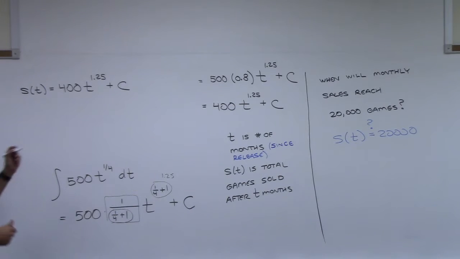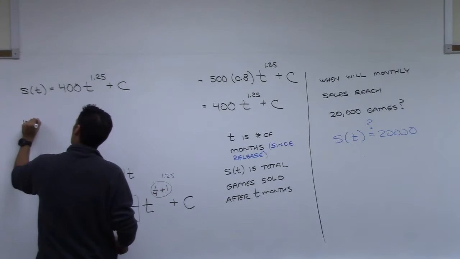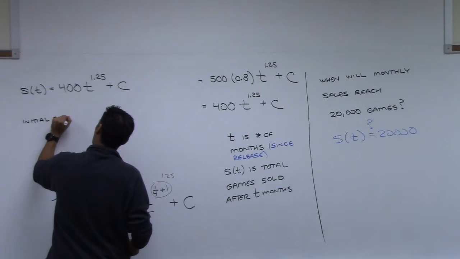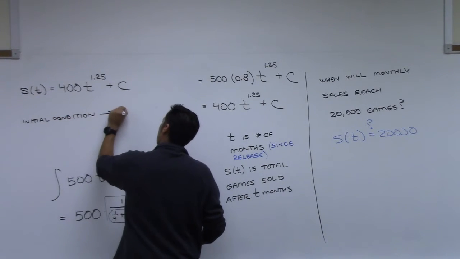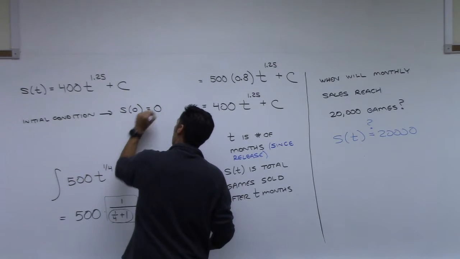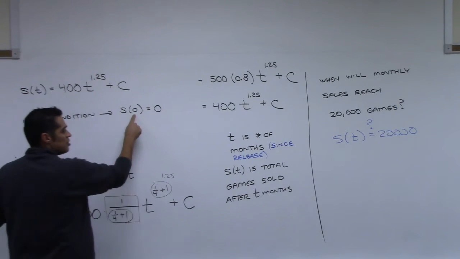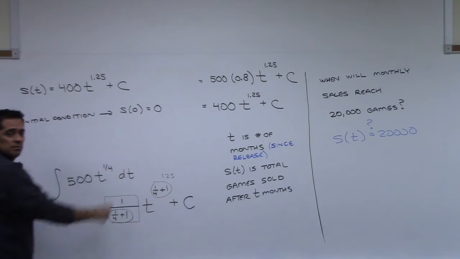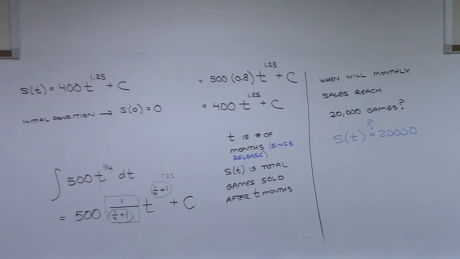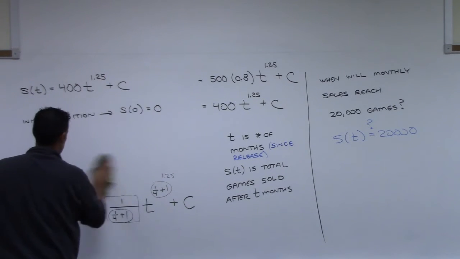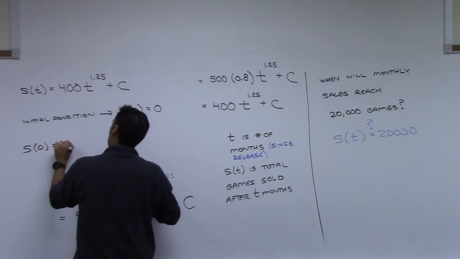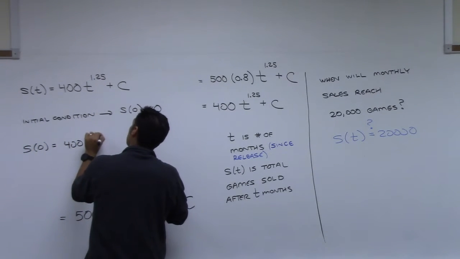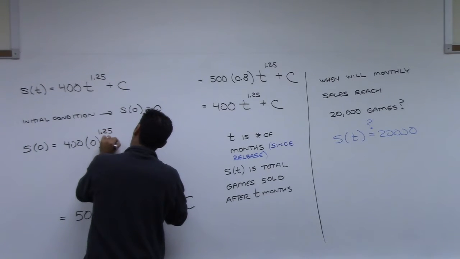So my initial condition, although not stated in the problem, is that s of 0 equals 0. At 0 months, I should have 0 sales. And now what you can do is you can plug 0 into the function, right? We're going to just use that function. S of 0 must be 400 times 0 to the 1.25, that's not going to matter, plus c.